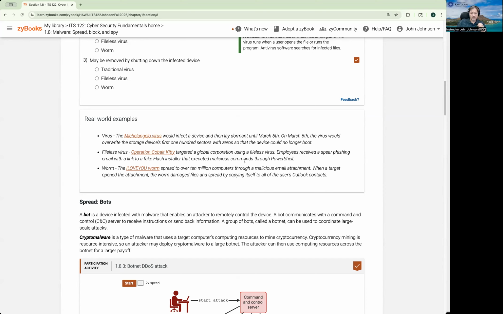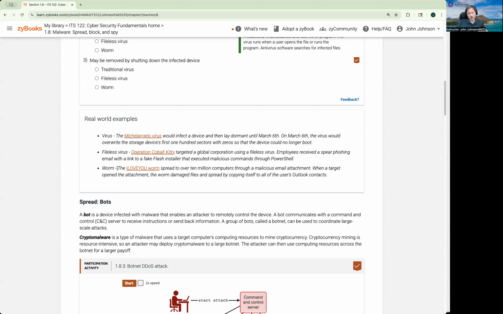So fileless virus, a good example of that is Operation Cobalt Kitty, and that targeted a global corporation using a fileless virus. The employees received a spear phishing email with a link to a fake Flash installer that executed malicious commands through the PowerShell. Then an example of the worm, well, there's the Creeper worm that I told you about from 1971.